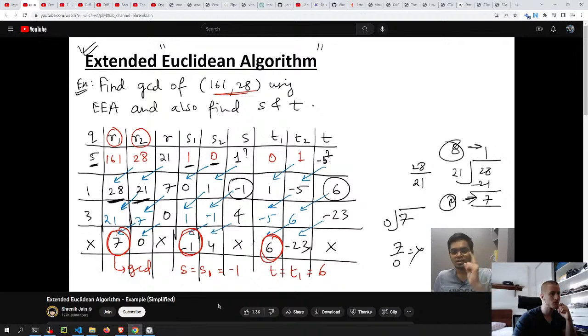This is helpful and powerful for finding the multiplicative inverse of a number. In the next video, we are going to study how to use this concept to find the multiplicative inverse of a number.